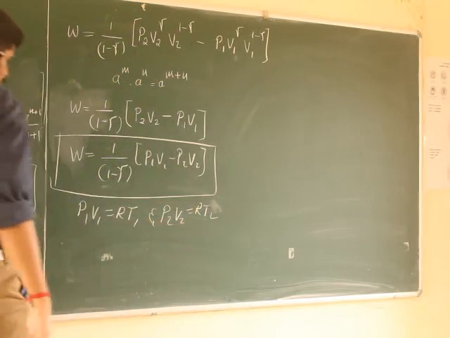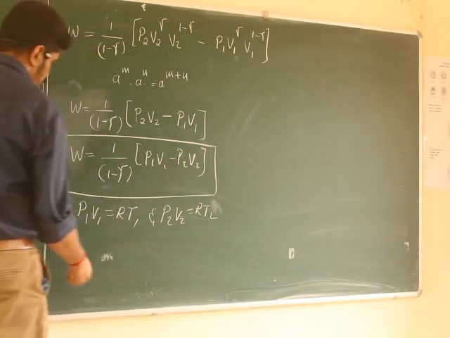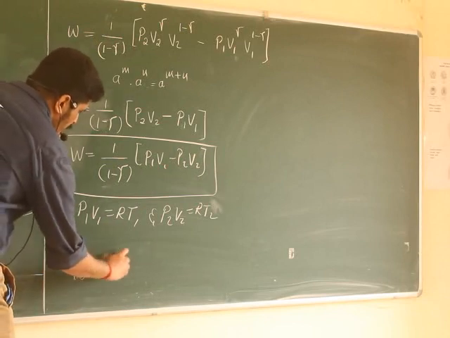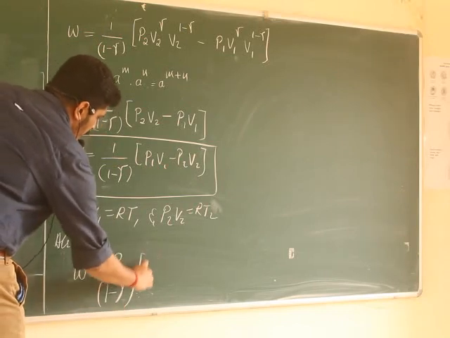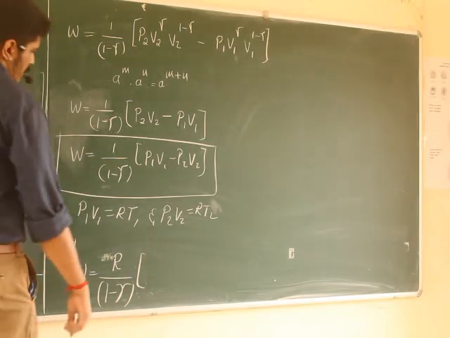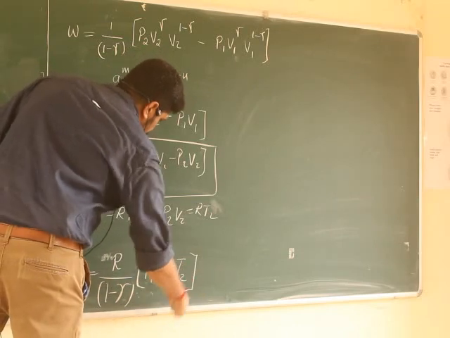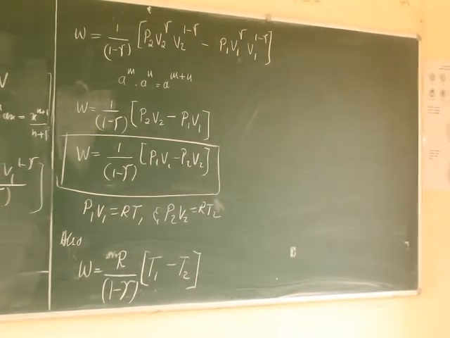Correct? So now what we can write here in this place? R will be common for both. So also this equation can be written as what? So W is equal to R common I will take because in both it is present. That is why 1 minus gamma. Next, P1 V1 is R T1, R came out. That is why it is T1 minus T2. Hope you are able to see this clearly.